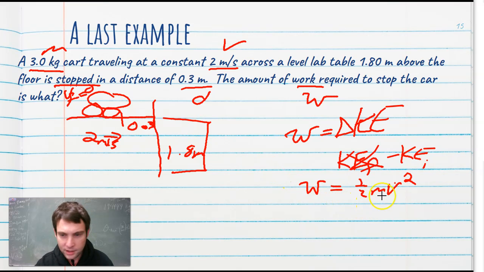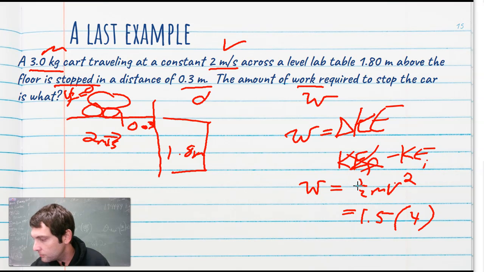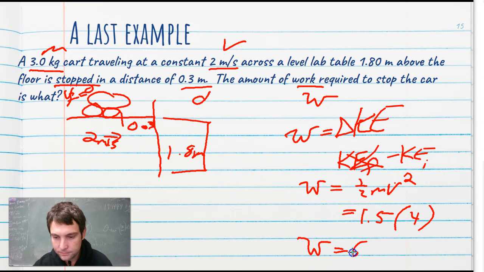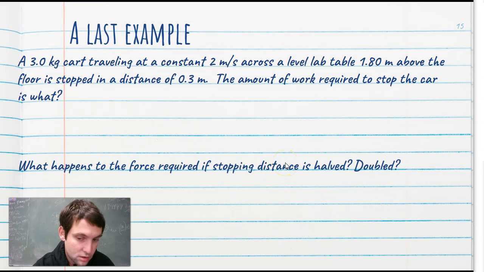And now we can plug in our information. Half of 3, because the mass is 3, half of 3 is 1.5. The velocity squared, which is 4. The amount of work being done is 1.5 times 4. So 6 joules of work. Nothing too crazy yet. But now let's look at it and see what happens if we change something.